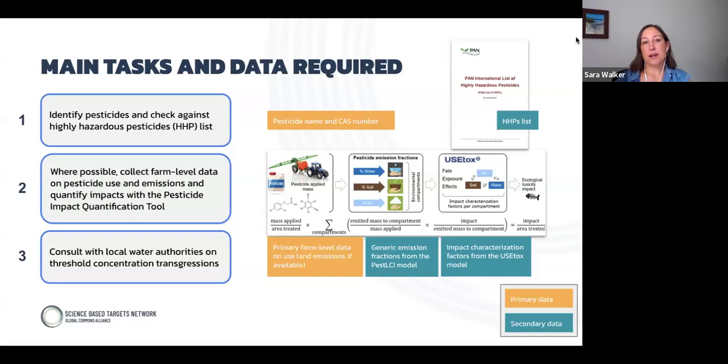The first task is to identify pesticides used and check them against a list of highly hazardous pesticides. The second task is to collect more detail on that use.